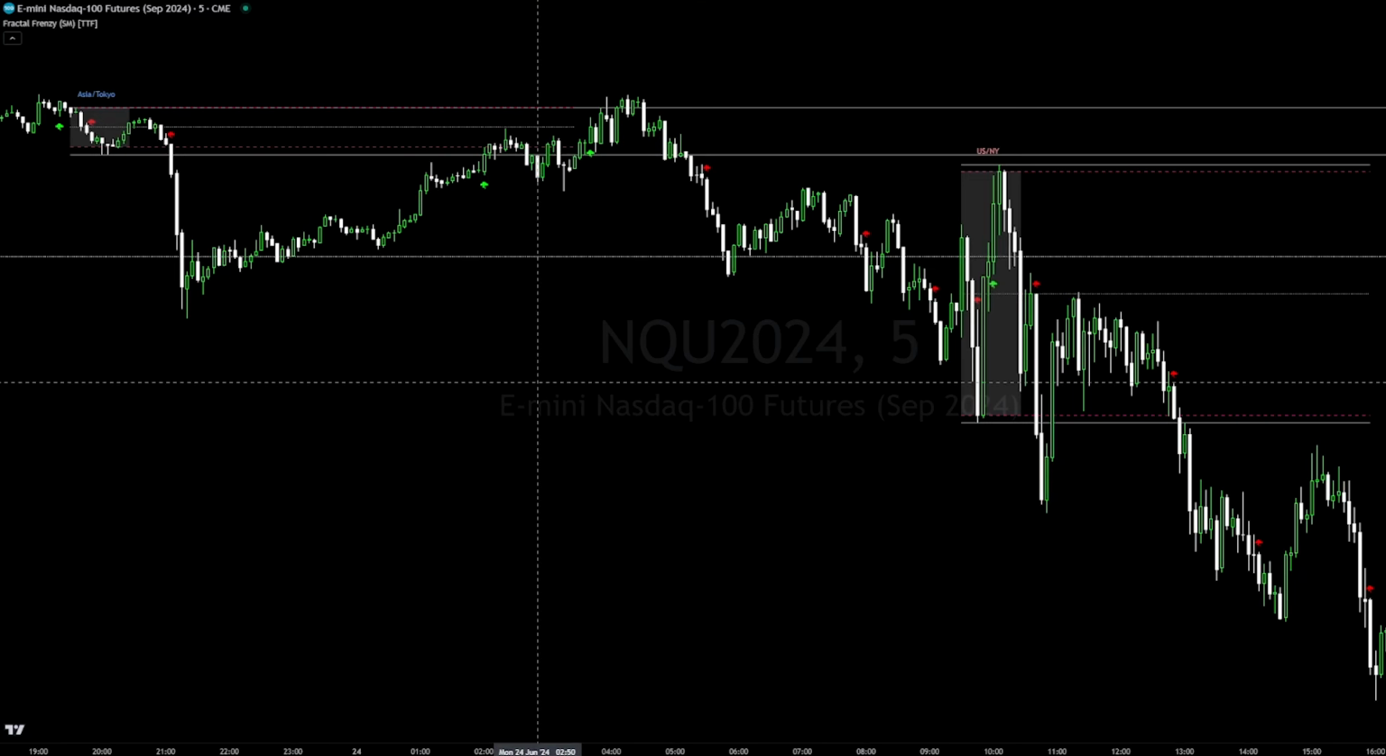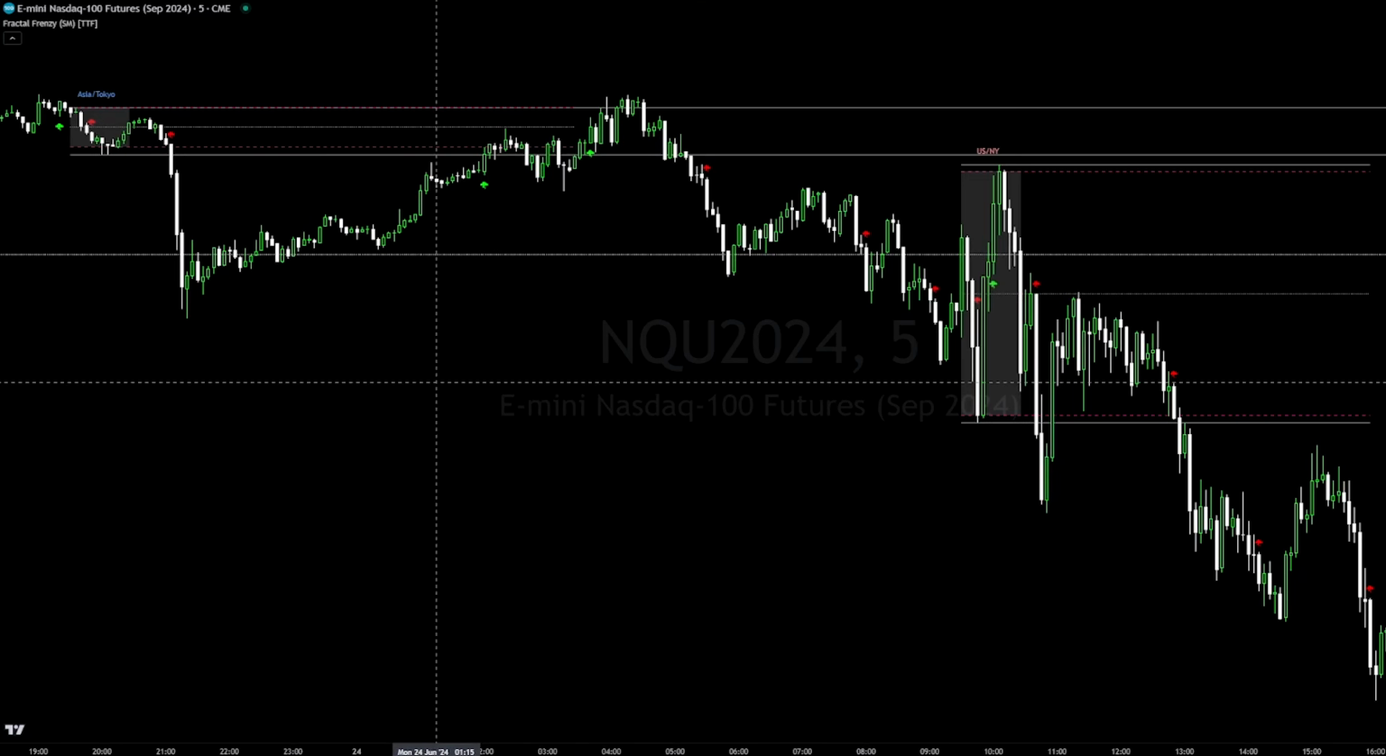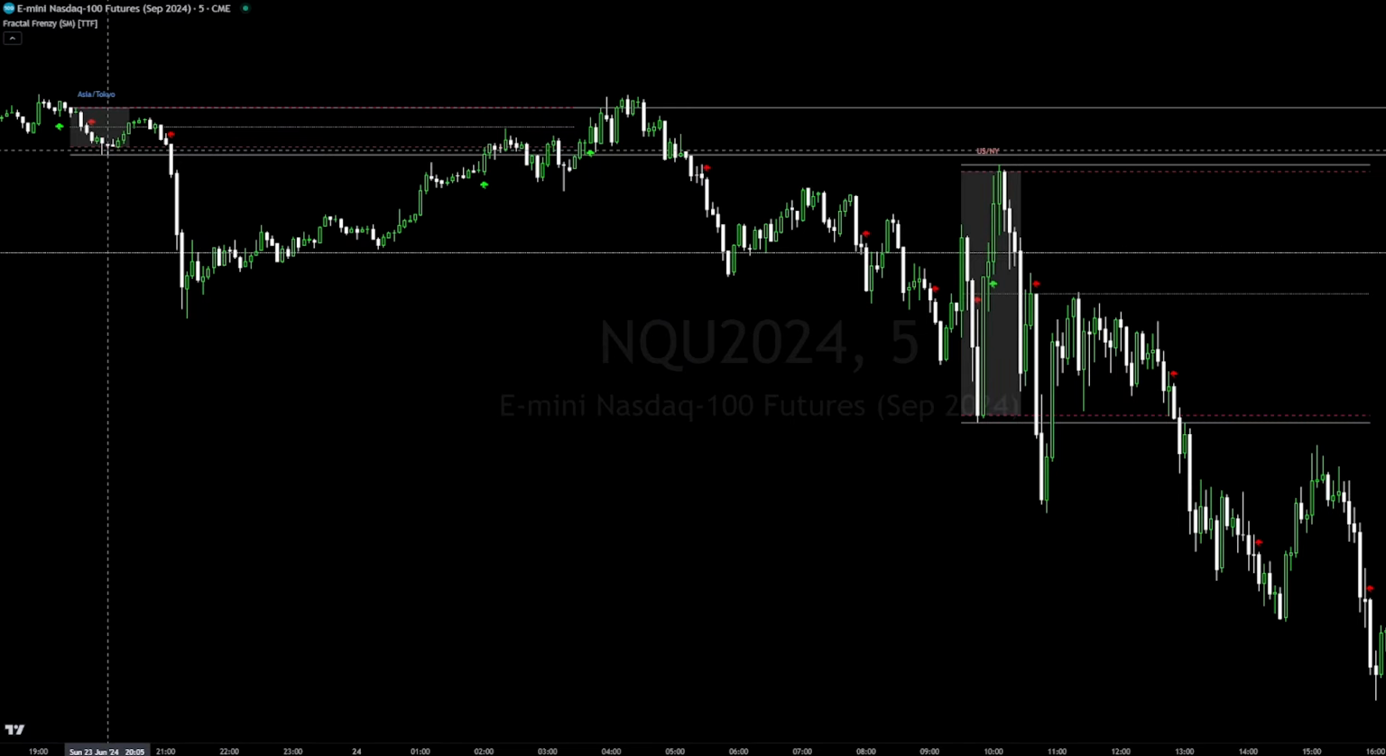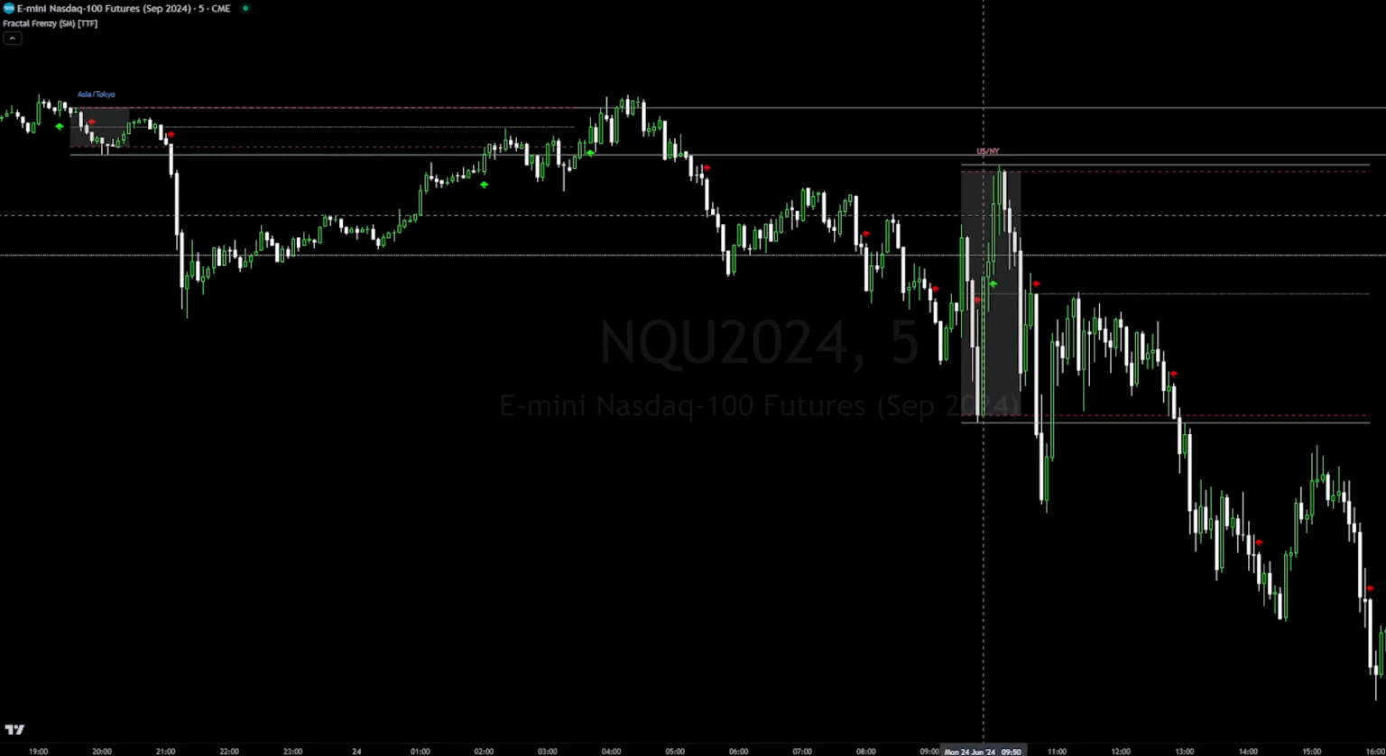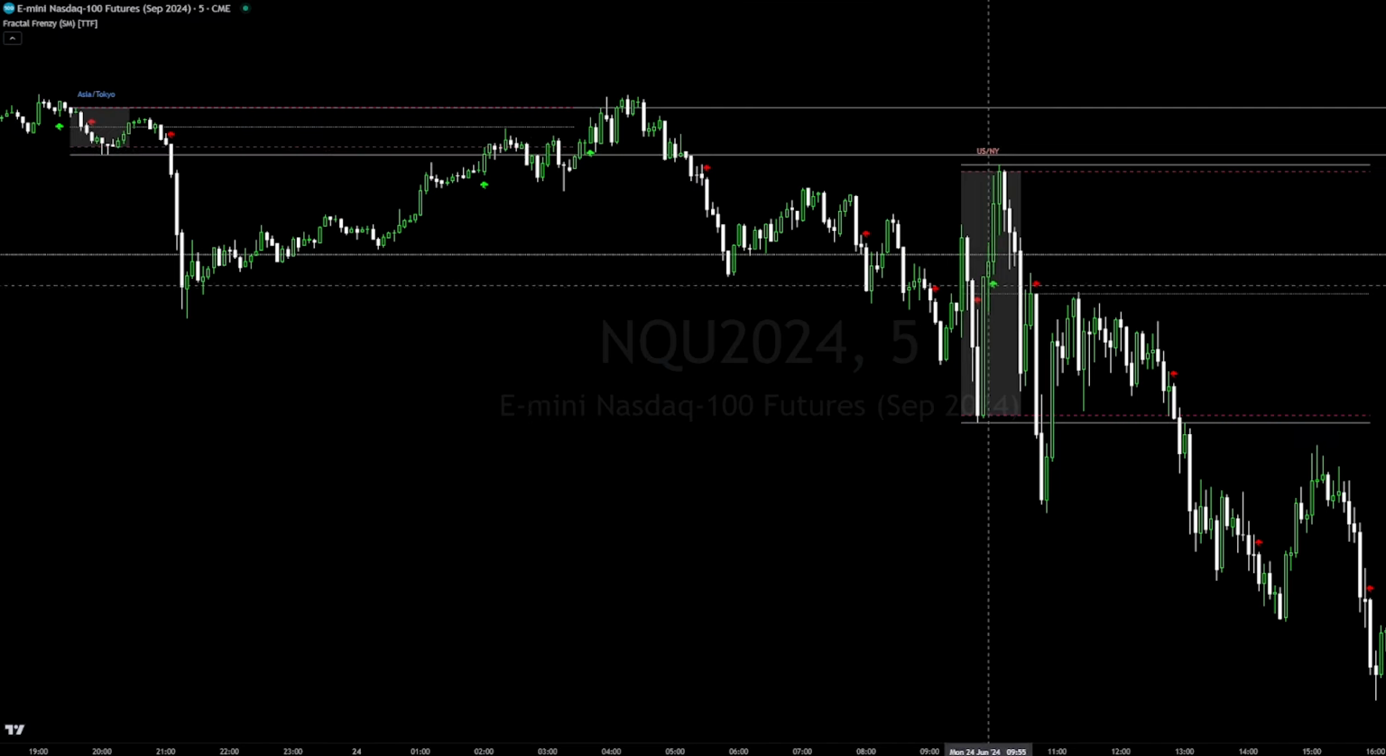Here we have a sell example. We're going to be using the defining range, which is set up at the first hour of each trading session. Here we have the defining range of Tokyo and of New York. Because New York is below Tokyo, we're going to have a bearish bias for the day.